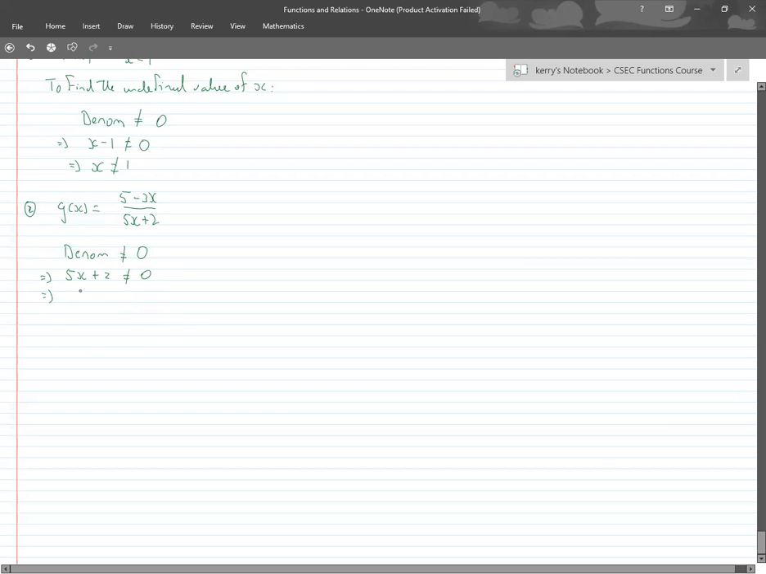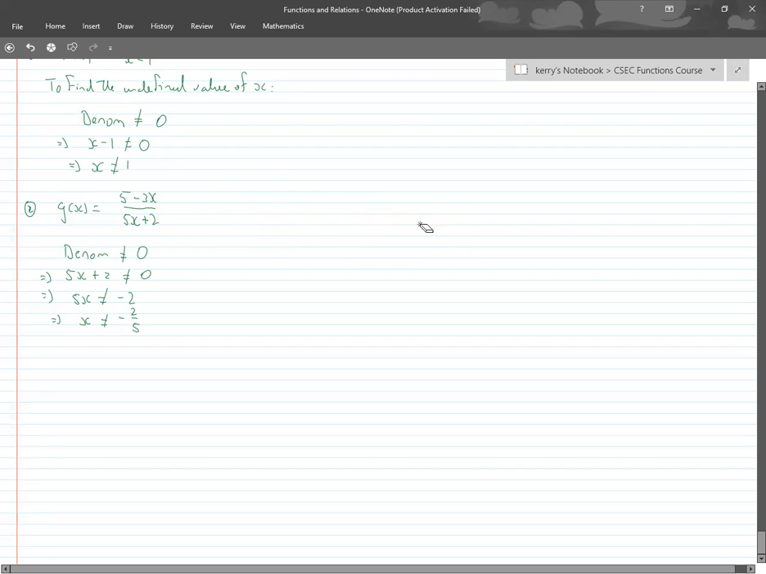Now, if we solve for x, we transpose the 2, so we subtract 2 from both sides. You get 5x cannot be equal to minus 2. Now we divide both sides by 5. So x cannot be equal to minus 2 over 5. And let's see why. If I substitute minus 2/5 here, 5 times minus 2/5 plus 2 is equal to, the 5s cancel, and you end up with minus 2 plus 2, which is 0. So this is why x cannot be equal to minus 2/5.